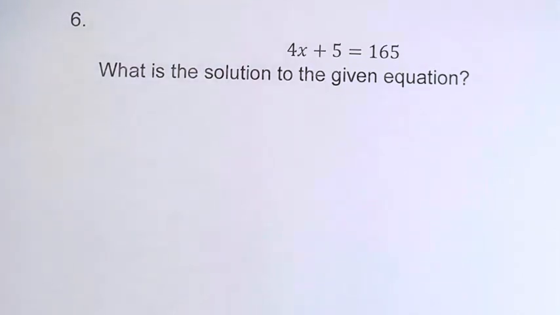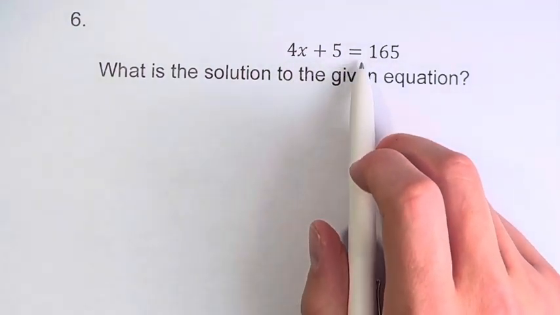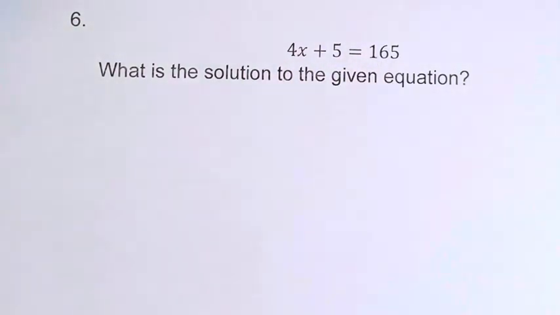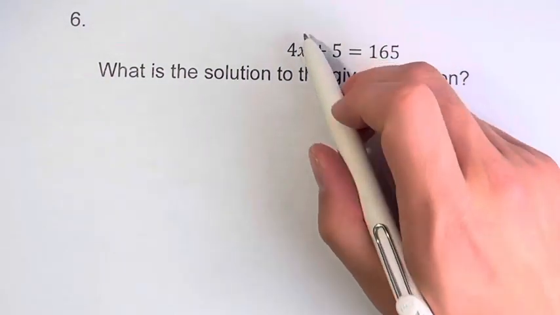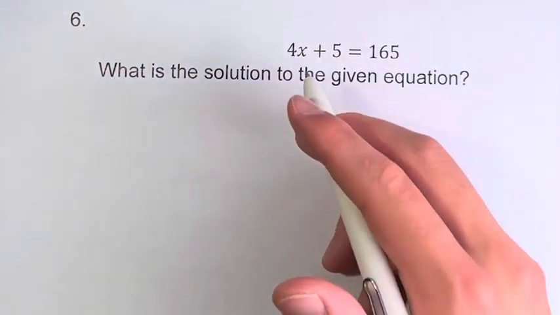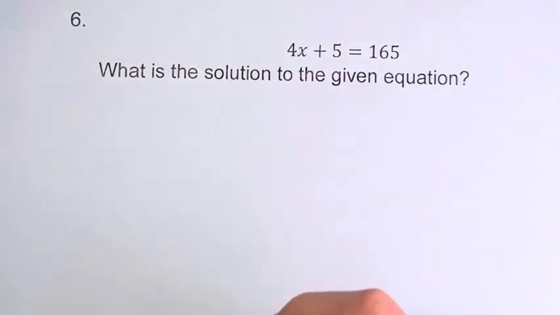In this problem, we're given the equation 4x plus 5 is equal to 165, and we're asked what is the solution to the given equation. So to find the solution, we are going to want to get x on its own and end up with just x is equal to some number.